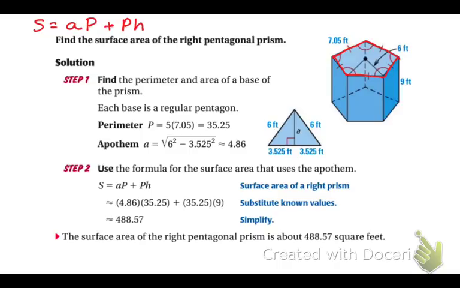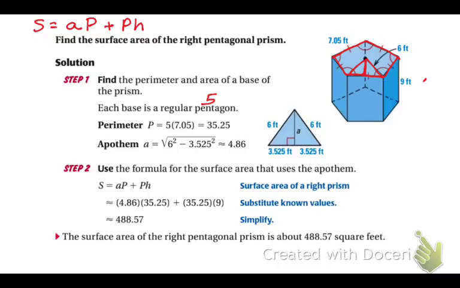Okay, so what is the apothem? Remember, the apothem is a line going from the center point of the figure to the middle of one of the sides. So we make 2 handy-dandy triangles right there. And we're going to use that to find the surface area. So, step 1, find the perimeter and area of the base of the prism. So each base is a regular pentagon, so it has 5 sides.